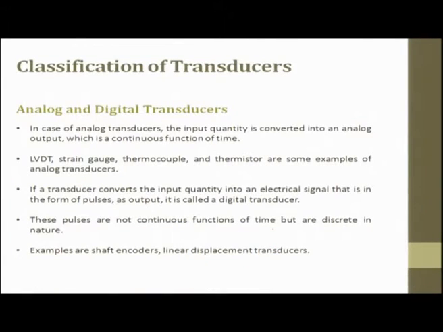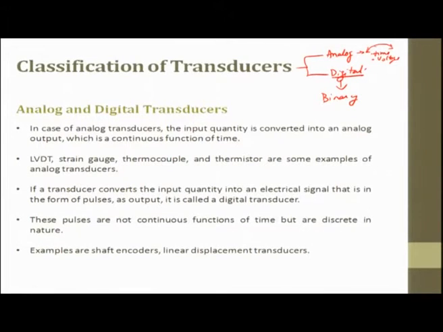You also have analog transducers and digital transducers. Digital means it is binary. Here you can have an analogous variation with respect to time or voltage, whatever it is. It is continuously increasing and decreasing.